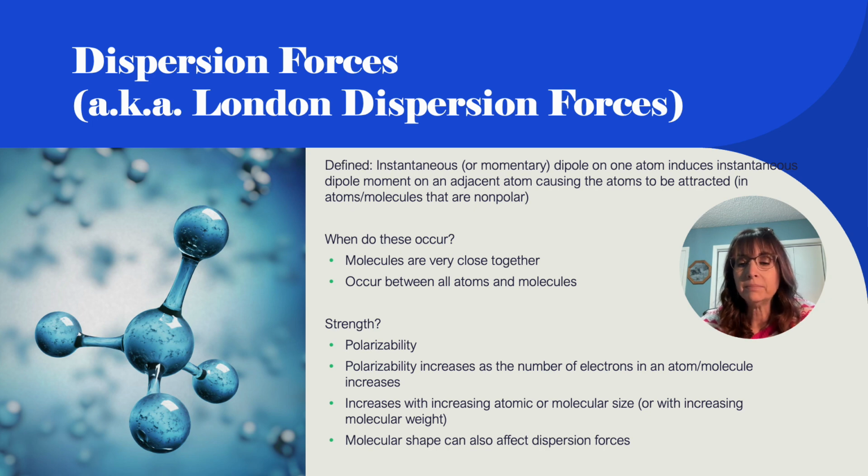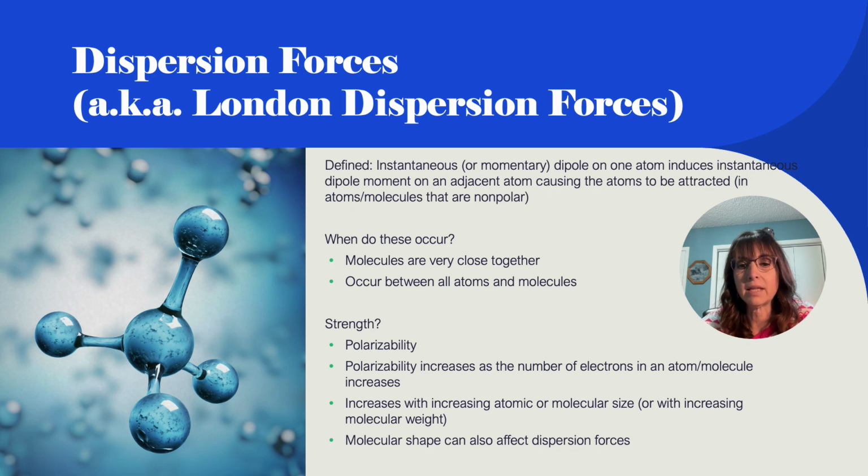So when do they occur? They occur when molecules are very close together. Again, they occur between all molecules. What affects the strength of dispersion forces? This is something called polarizability. And this is where the charge distribution can cause an instantaneous dipole. It's what I explained a little bit ago, where the charge becomes polarized. One more electrons over here than over here, and so on.